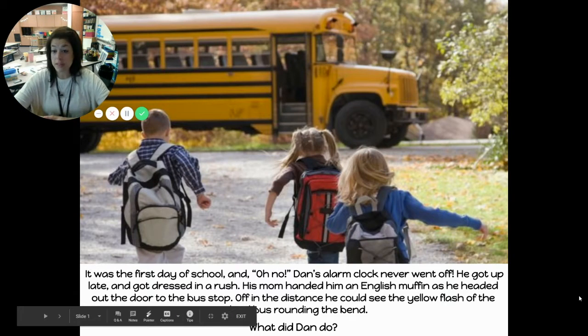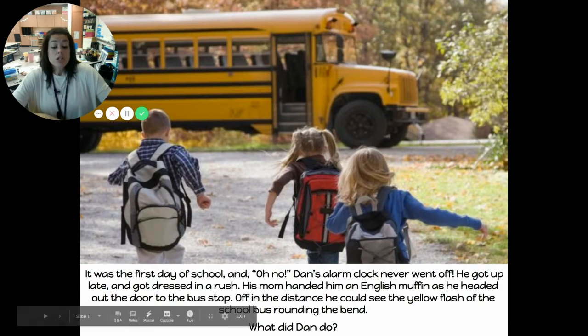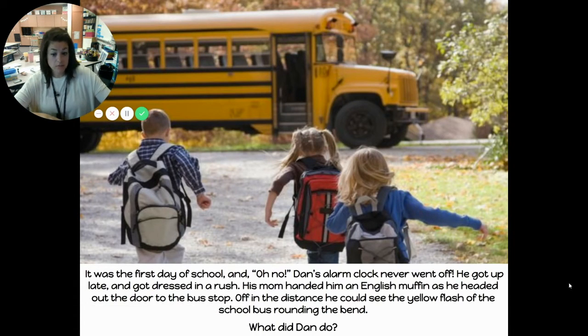And he ran towards the bus because he was late for his first day of school. I don't know about you, but I would have a hard time if I was late. I don't know, that's just me. So let's go on to our next day and let's see what happens. Let's see who's late because there's some other people in this picture.